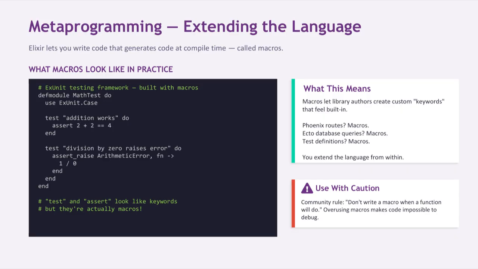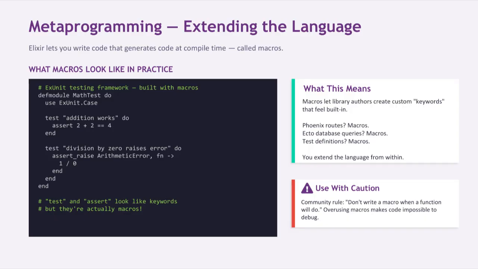Elixir also supports metaprogramming, which is code that generates code at compile time through a feature called macros. This means library authors can create syntax that feels as natural as built-in language constructs. You can extend Elixir from within Elixir, but the community's wisdom on this is important.